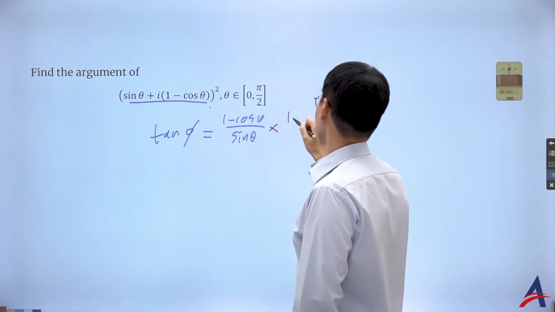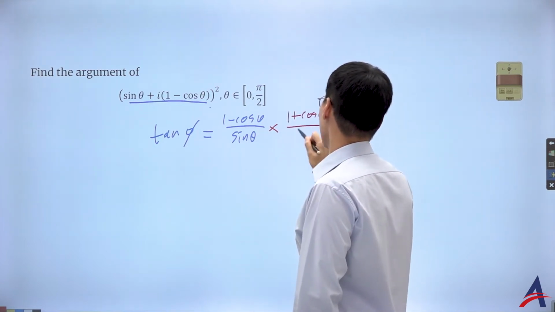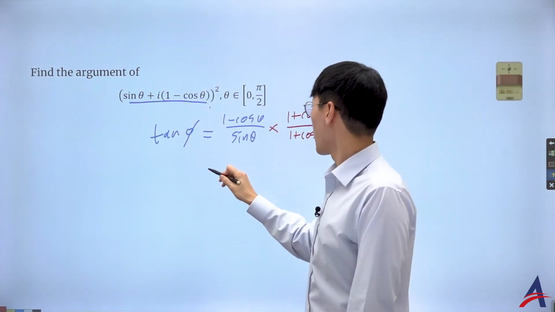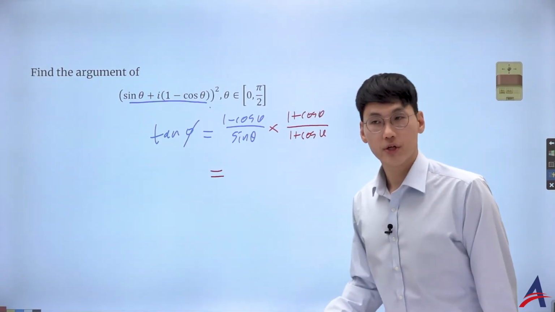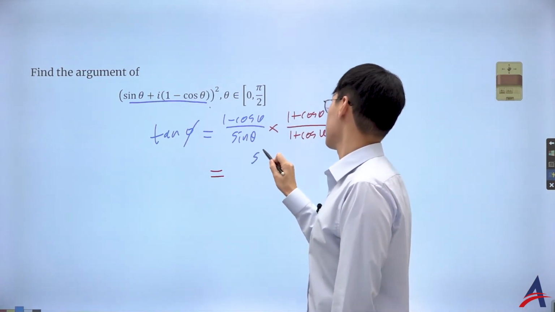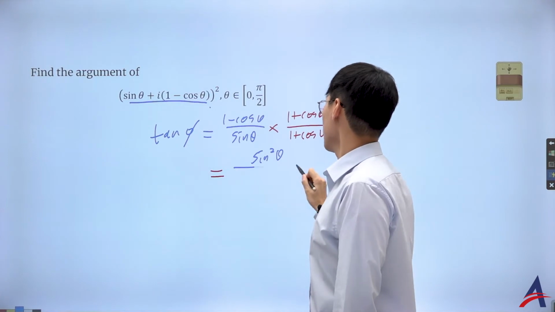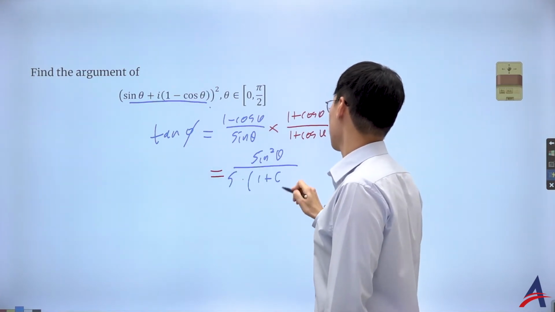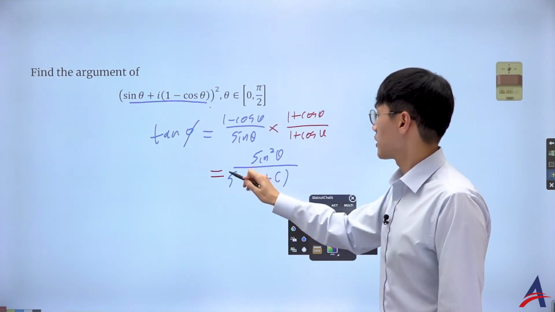So if I do 1 plus cosine theta, you then get the difference of squares, which is 1 minus cosine squared, which you can extend to the Pythagorean identity. So the numerator will be simply sine squared theta, and the denominator will be sine times 1 plus cosine. But you realize, oh, hold on a sec, it's got a common factor.